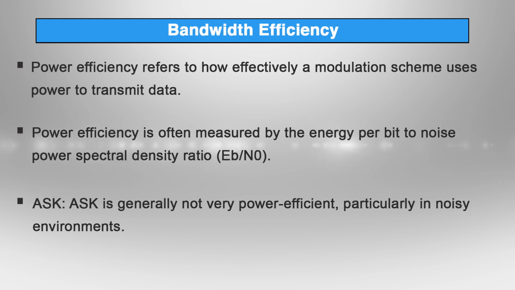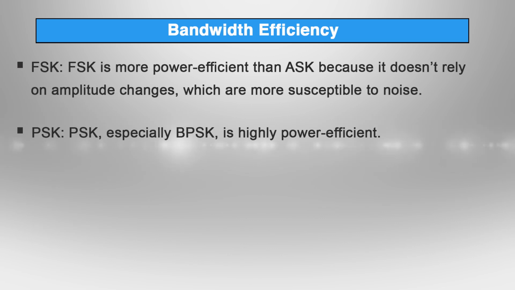outweigh power efficiency concerns. Now, in FSK, it generally consumes more power due to continuous carrier transmission. However, it is more power efficient than ASK in environments with significant amplitude noise. Application context. FSK is suitable for systems where noise resistance is more critical than power consumption, such as in telemetry and some wireless communication systems.